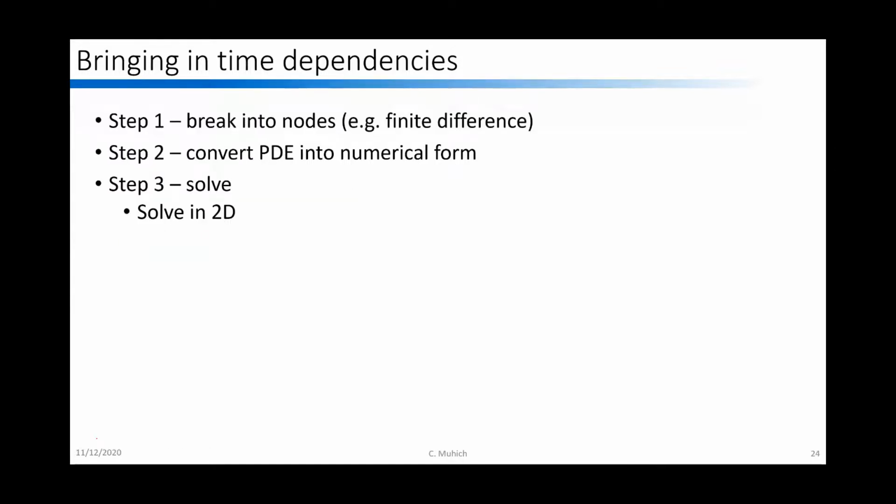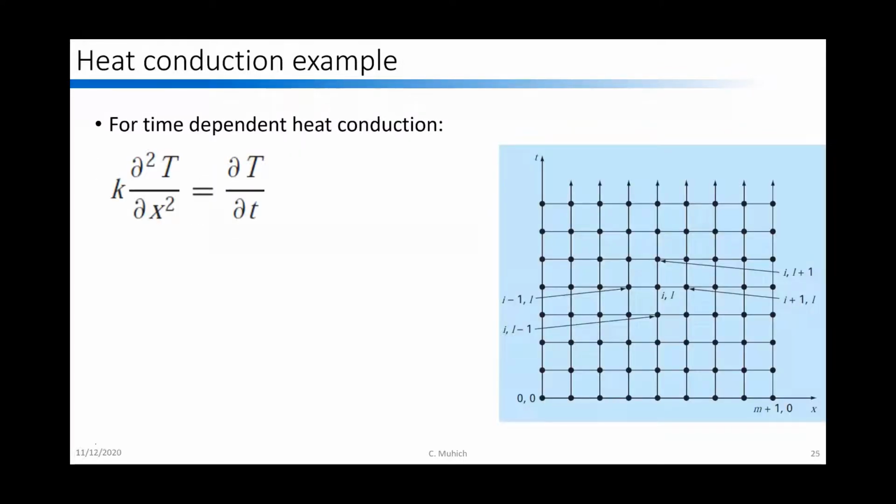problems. So we're going to once again go ahead and break our problem up into different nodes. We're going to convert our PDE into numerical form, and then we're going to solve in the 2 dimensions. So let's take a simple heat conduction problem. Here we have K, so some constant times my second partial derivative of temperature with respect to X, and second derivative of temperature with respect to time.